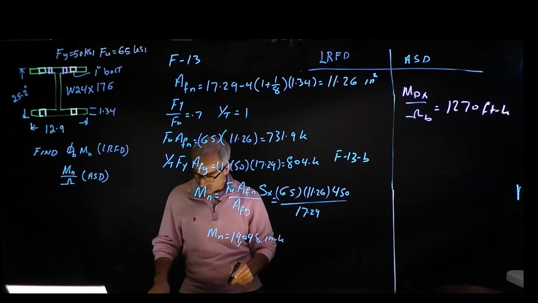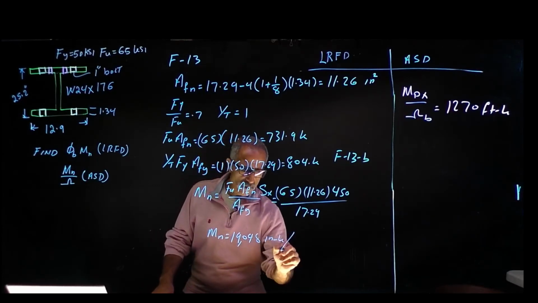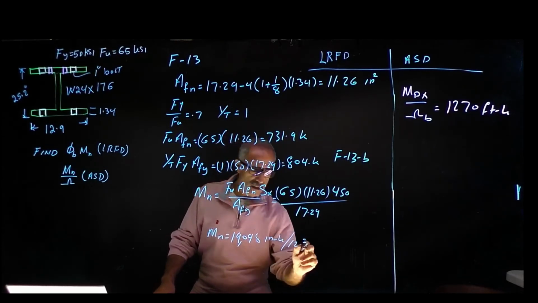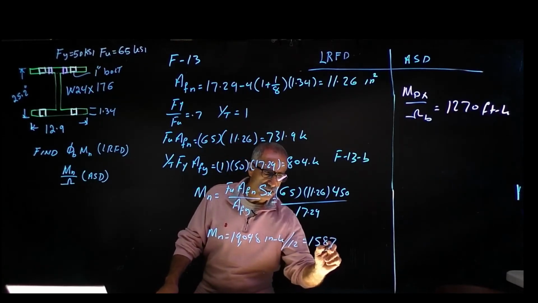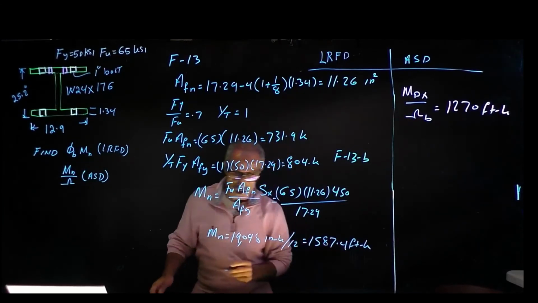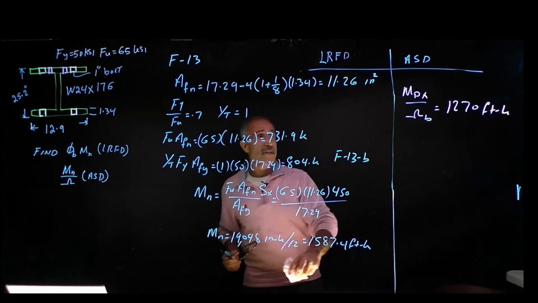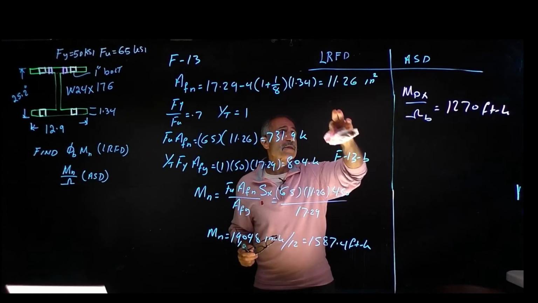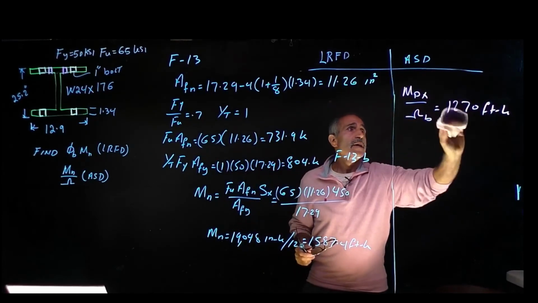It's not good enough for us. So let's divide this by 12, and that comes out to 1,587.4 foot kip. So now that we have that, we want to find out what's the capacity in load resistance factor design and in ASD.